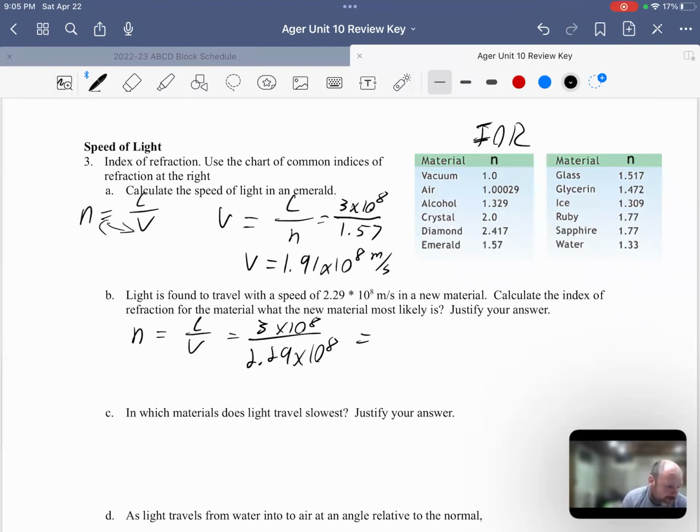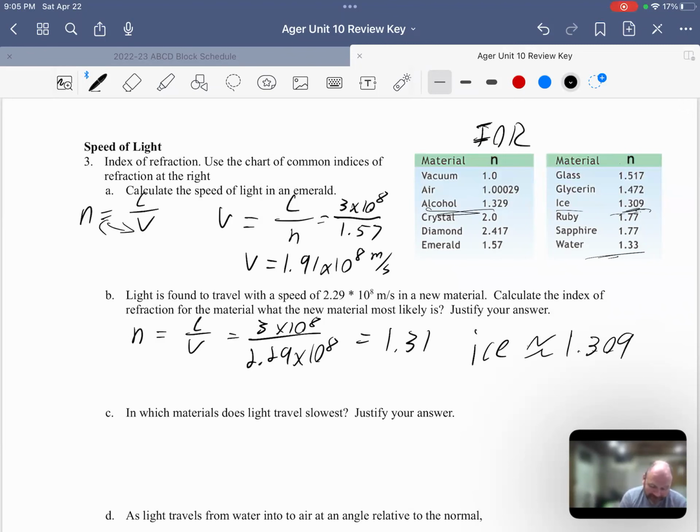Anyway, that comes out to be 1.31. And if I look up to the chart here, 1.31, it looks like water maybe, the alcohol there. Or maybe ice. Oh, it looks like it's ice. 1.30, but that 9 is going to round it there. So it is ice, which is about 1.309. That's pretty close to ice.